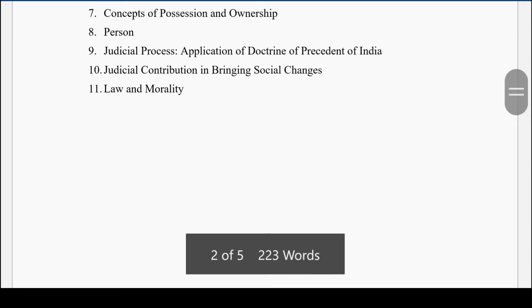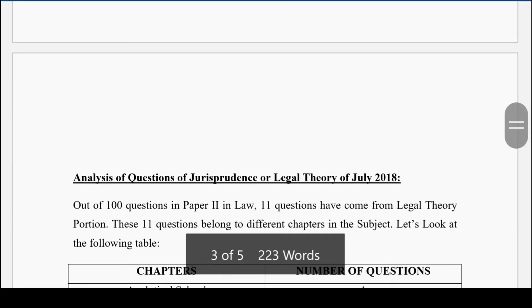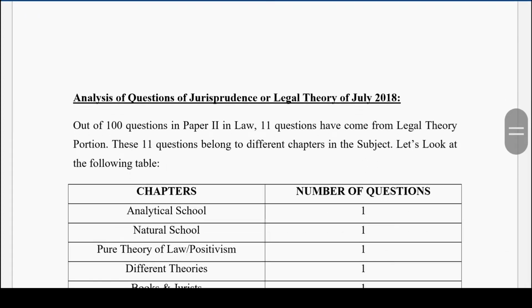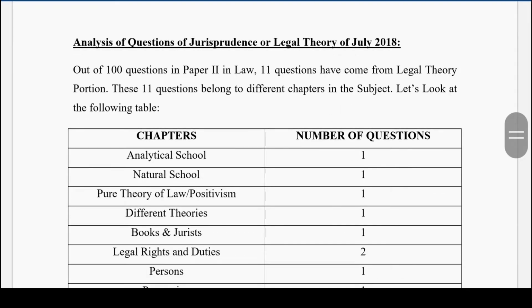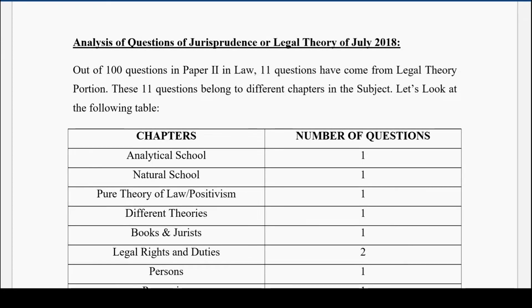Now the syllabus is already done. Getting on to the next part, the analysis of questions of jurisprudence or legal theory of July 2018. In July 2018, for the first time, the pattern has changed and we have 100 questions now in UGC NET. Out of these 100 questions, there are 11 questions from legal theory, and we have dissected the different portions of them.